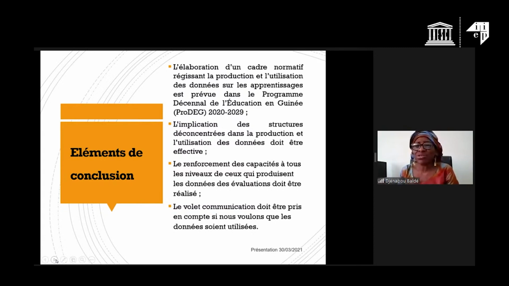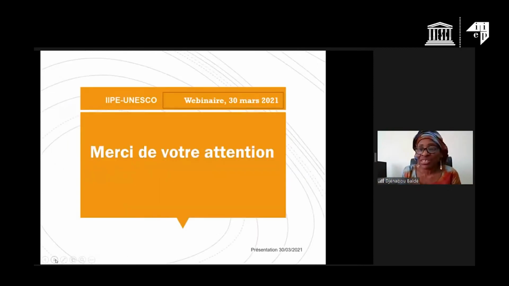This is something that is cross-cutting, and capacity building should be done at all levels, from people who produce learning data to people who use the data as well. And again, communication really must be factored in if this data must be used. And for communication to be factored in, we really should have accessible reports at all levels. If these reports are not accessible, the purpose is defeated. And if these reports are too technical, only experts would be able to use them. So the reports must be popularized to ensure wide access.